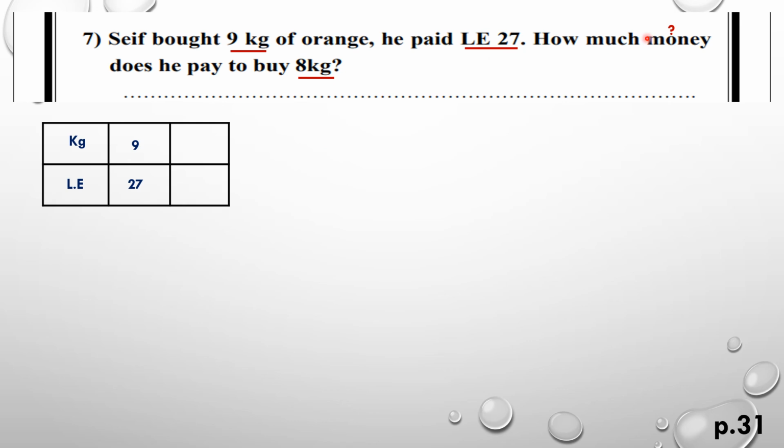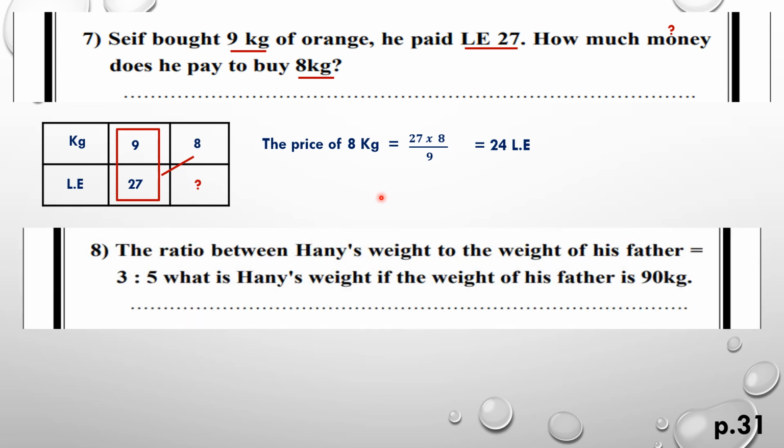How much money? So beside LE, I'm going to put our question mark. Does he pay to buy 8 kilograms? So beside kilogram, we are going to write 8. Do we have a completed column now? Yes, we have. Do we have a completed cross? Yes, we have. So the price of 8 kilograms equal 27 times 8 over 9, which is equal 24 LE.